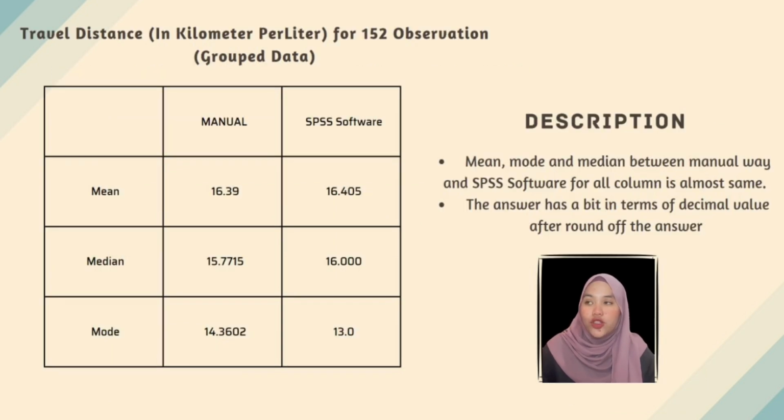Next, the table shows travel distance in kilometer per liter for 152 observations using group data. The description that we can express is mean, mode, and median between manual way and SPSS way. For all columns it is almost the same. The answer has a bit of difference in terms of decimal value after rounding off the answer.